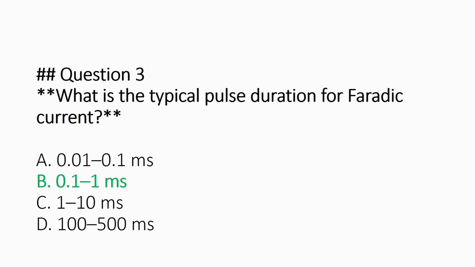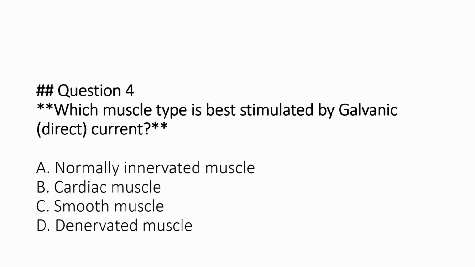Now let's move to question number 4. Which muscle type is best stimulated by galvanic current? Option A, normally innervated muscle. Option B, cardiac muscle. Option C, smooth muscle. Option D, de-innervated muscle. And the answer is option D, de-innervated muscle.